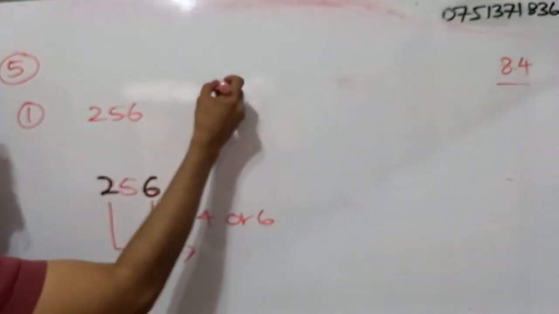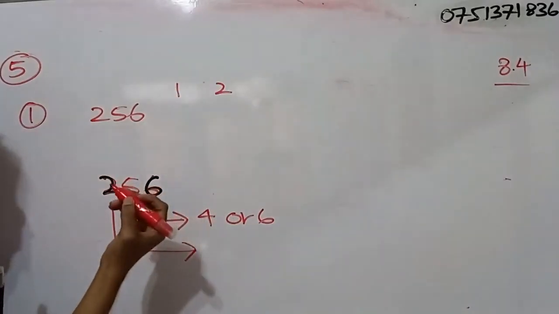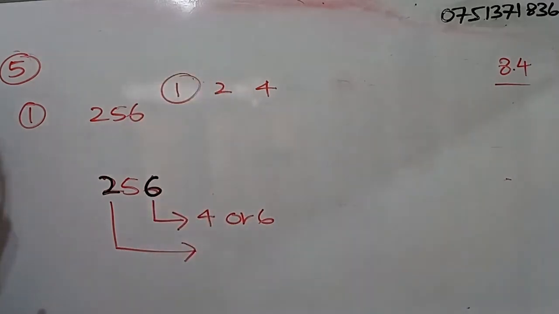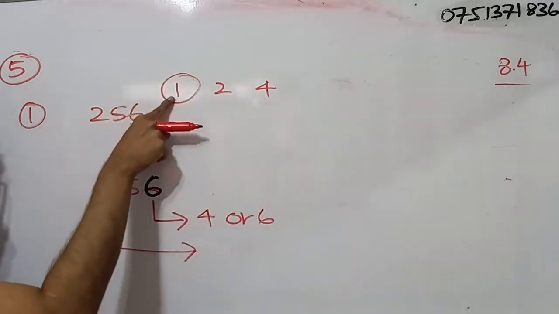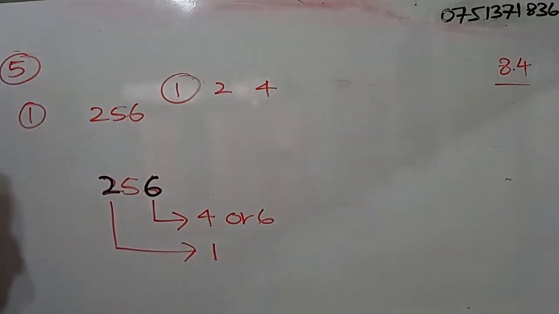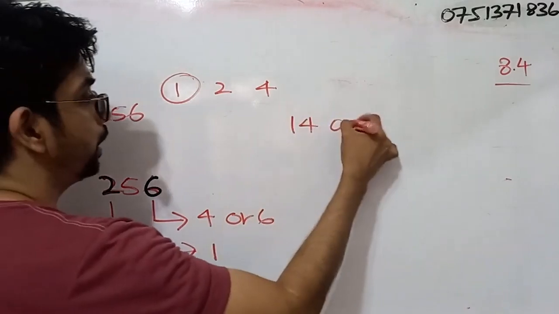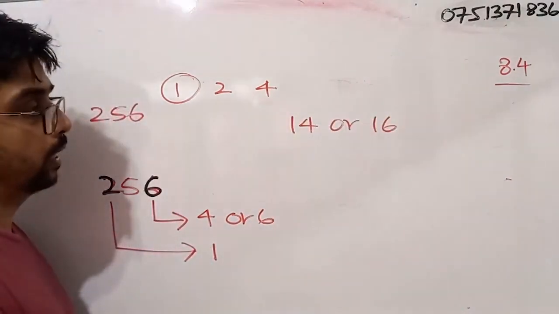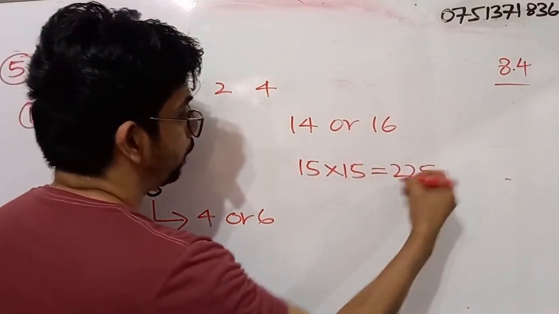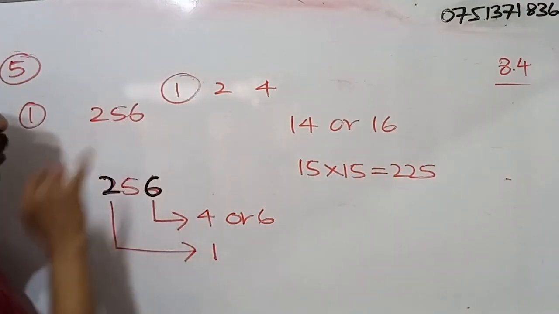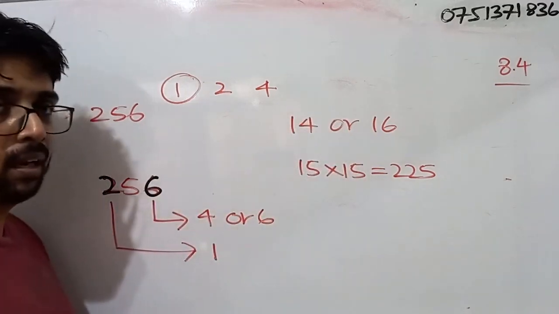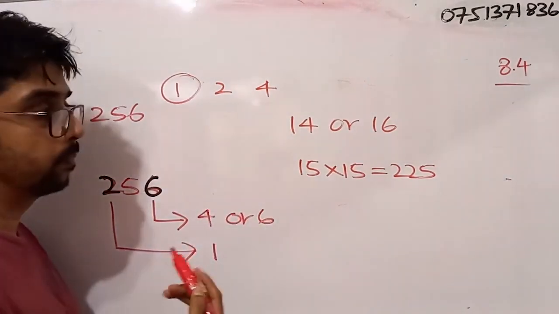Then here we have 2. So we know the number 2 is positioned between the perfect squares 1 and 4. So we have to pick the number 1 and the square root of number 1. So it is what? 1. So what can be the number? It can be 14 or 16. Right? So we know 15 squared is 225. The number that we are checking is what? 256. So definitely the square of 14 we can skip.